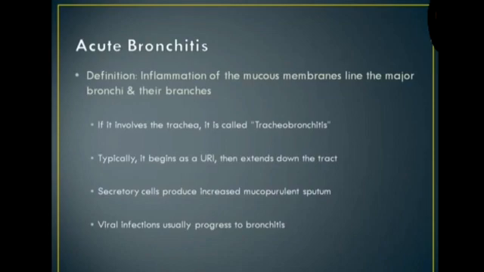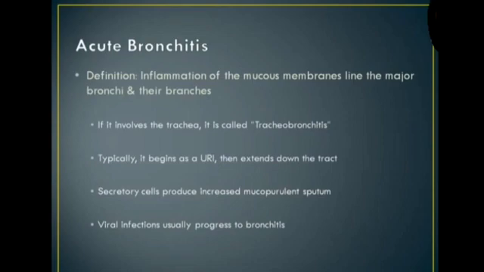The definition of acute bronchitis, and it's important to know these definitions because there's several different types of bronchitis, and if you can differentiate between chronic, acute, and others as we get along, the better you'll be. So the definition of acute is inflammation of the mucous membranes that line the bronchi and their branches. So if it involves the trachea, we're then looking at tracheobronchitis. If it just involves the bronchi and their branches, it's just acute bronchitis.